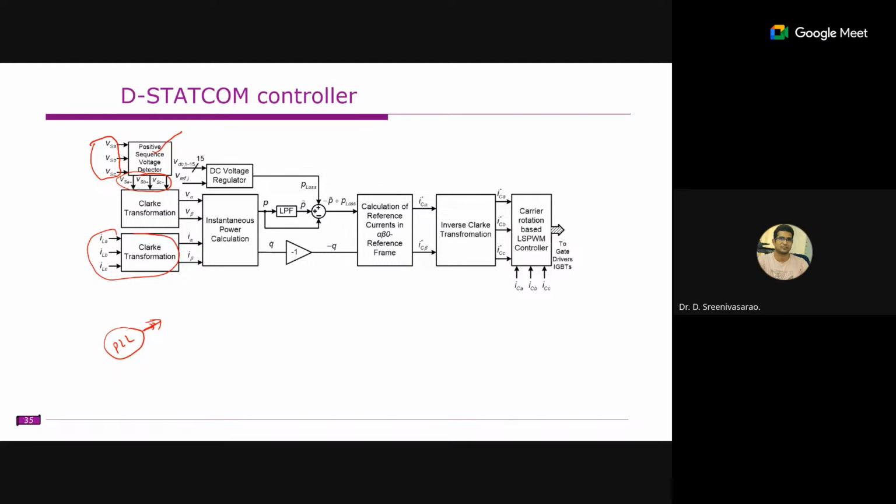The first step is to convert this into the alpha beta reference frame and calculate the powers. From those powers, as we discussed, we need to separate the PDC component and the PAC component. By using a low pass filter or high pass filter, we can eliminate the AC component. For example, a low pass filter will eliminate the AC component, while a high pass filter can eliminate the DC component. Generally, designing a low pass filter is somewhat simpler when compared to a high pass filter.